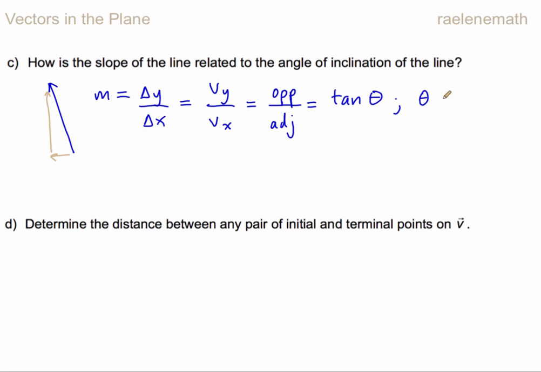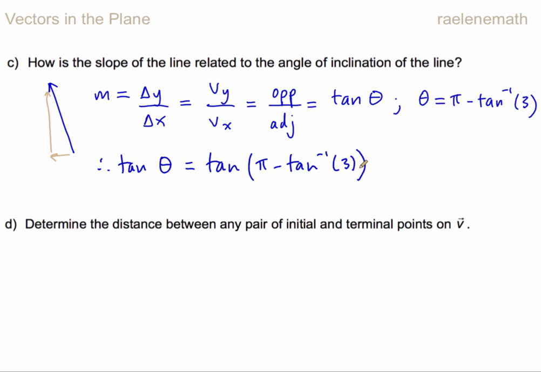Furthermore, we were given that the angle for the vector was pi minus tan inverse of 3. And so if we work out the tangent of theta, we get the tangent of pi minus tan inverse of 3. And if we use our trig identity, we can expand the tangent of a difference as the tangent of the first angle minus the tangent of the second angle, divided by 1 plus the tangent of the first times the tangent of the second angle.